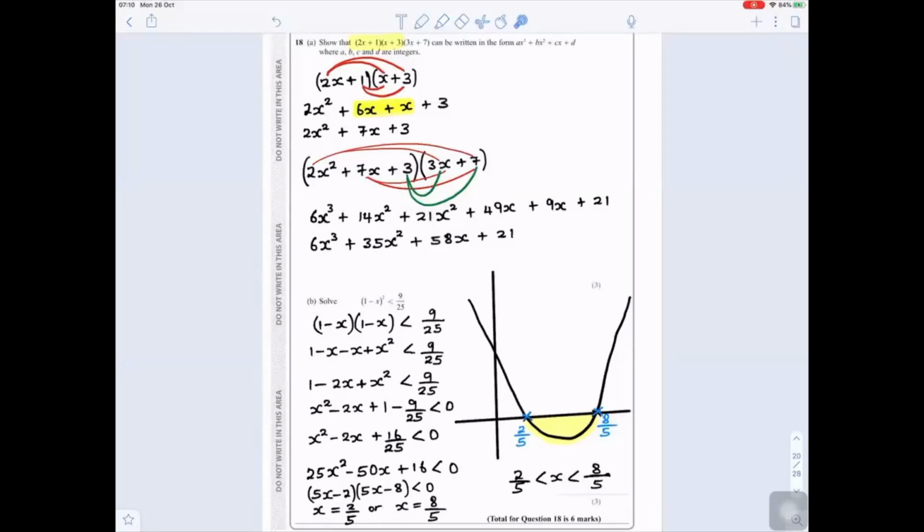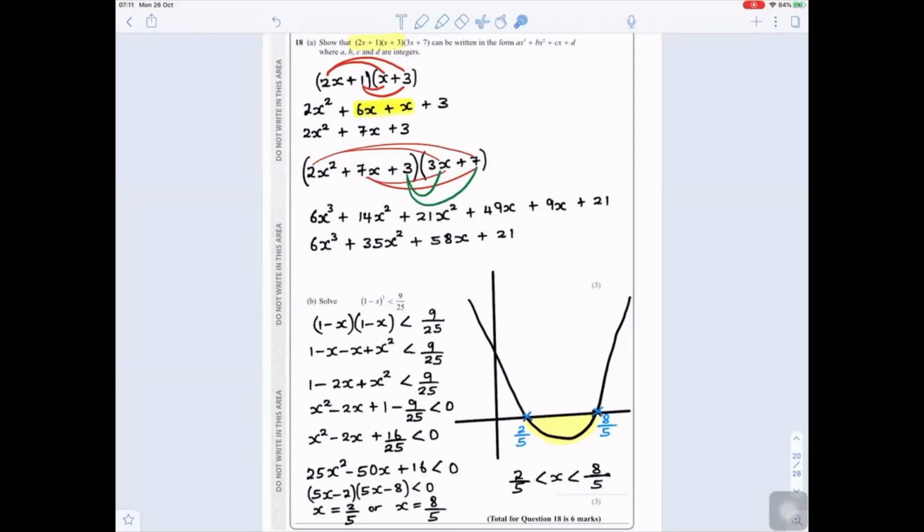Question number 18. Part A. Show that (2x + 1)(x + 3)(3x + 7) can be written in the form ax cubed plus bx squared plus cx plus d, where a, b, c, and d are integers.